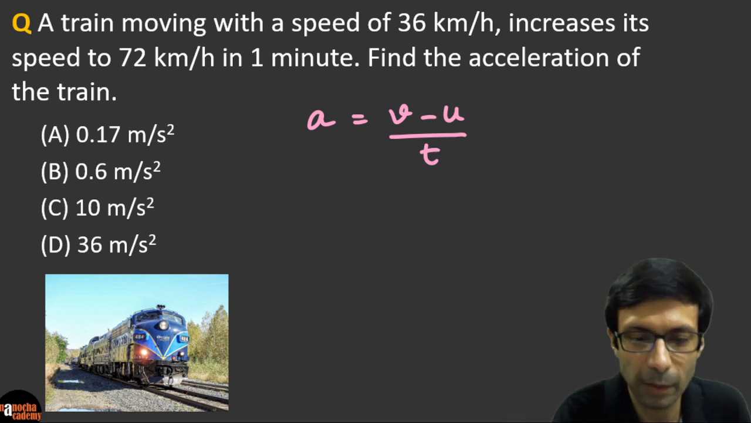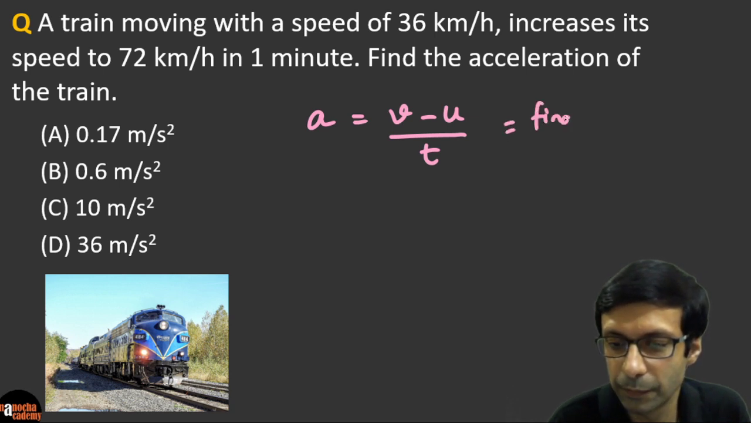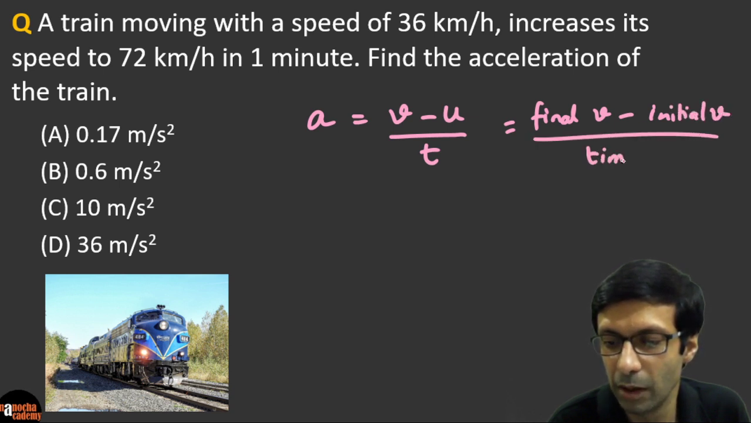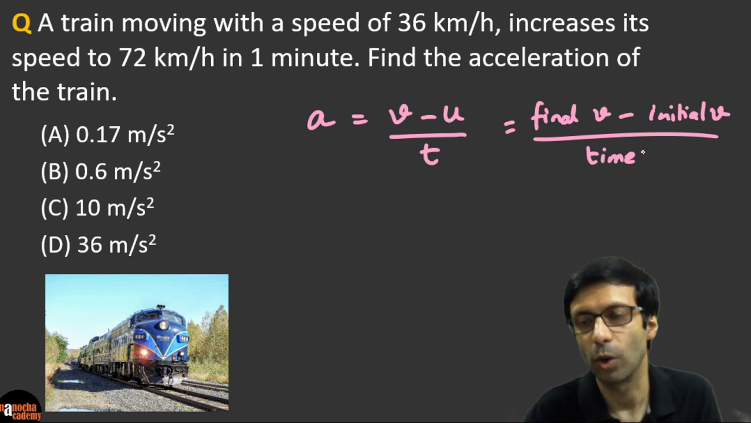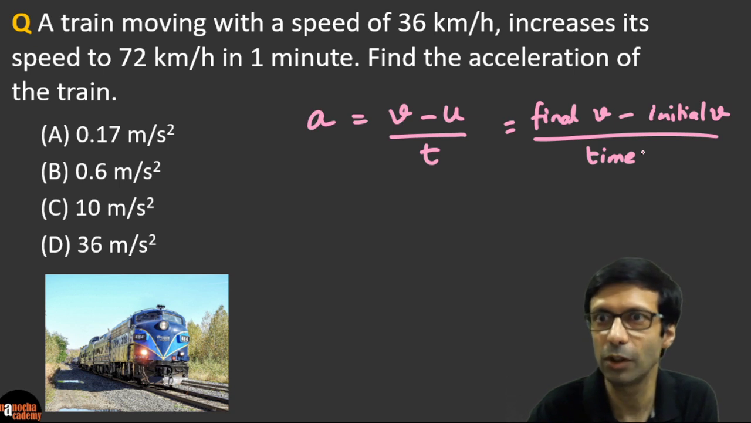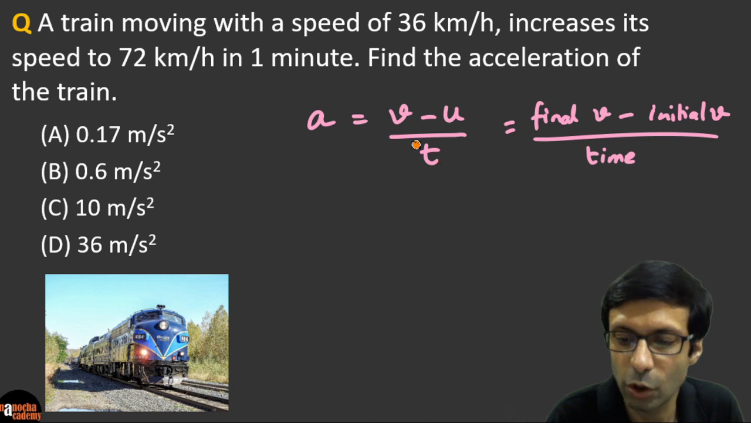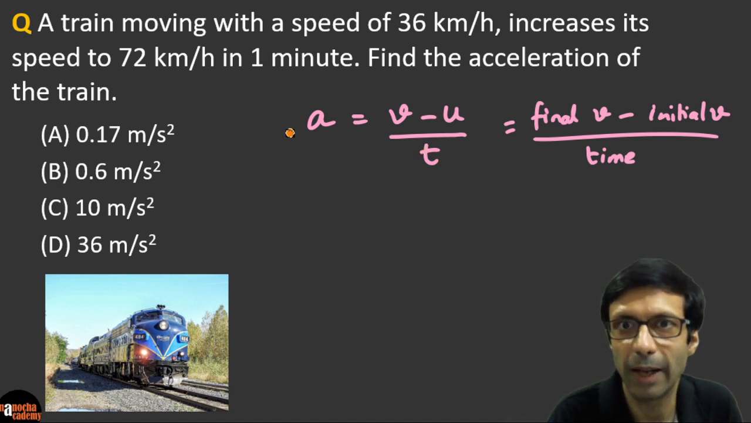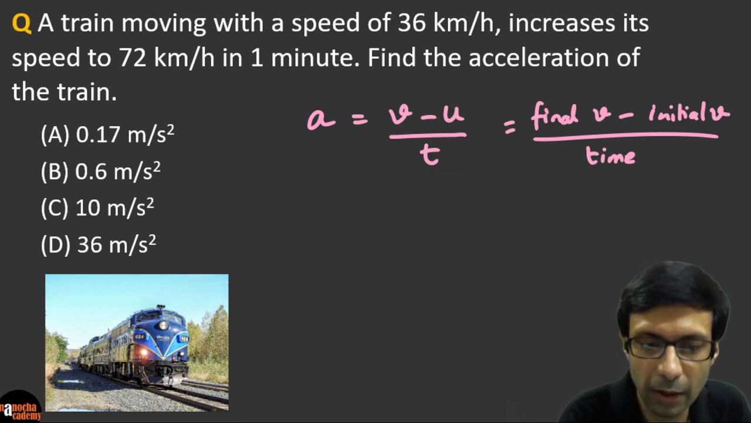So what does this formula mean? This means final velocity minus initial velocity divided by time. It's pretty simple, because this is the definition of acceleration, the rate of change of velocity. So what is the change of velocity? Final minus initial, so that is V minus U. Can you see the numerator? And rate means you are dividing by time. So by the definition, the acceleration formula is going to be V minus U by T. Simple.